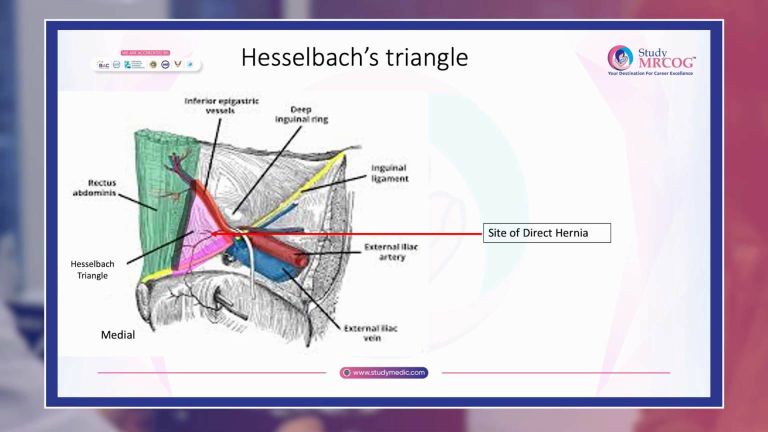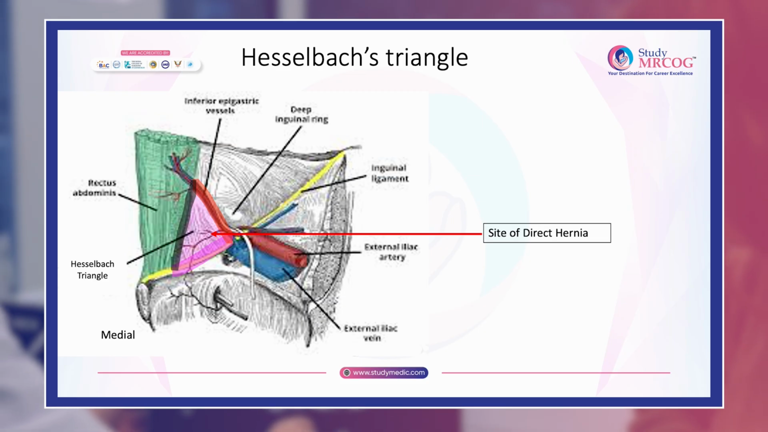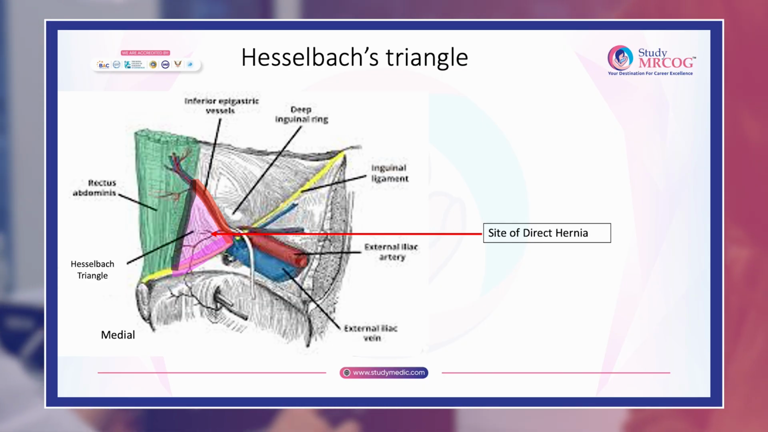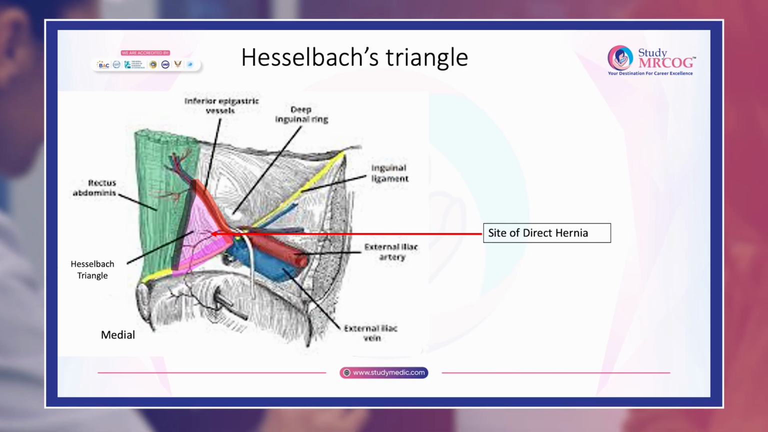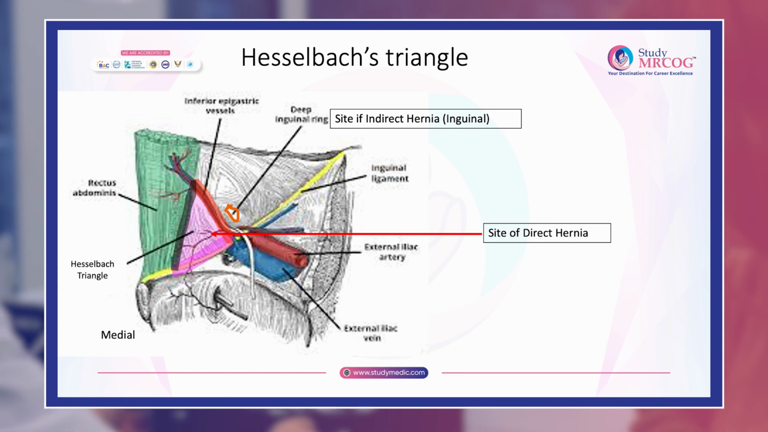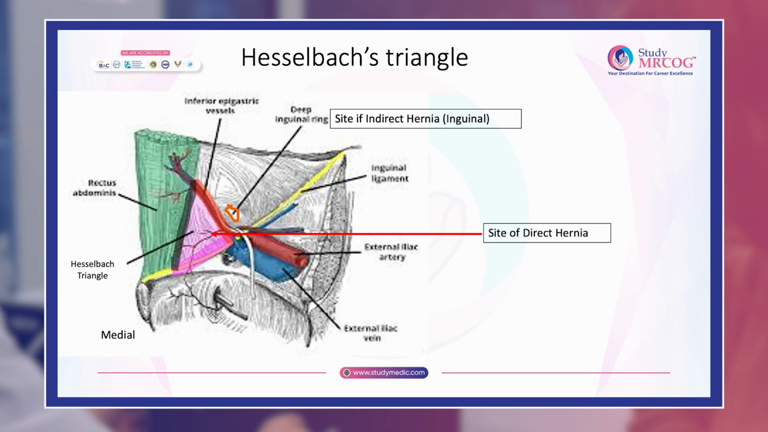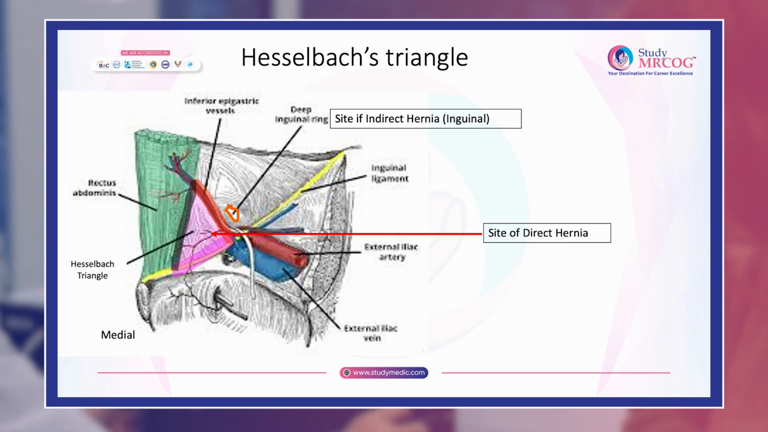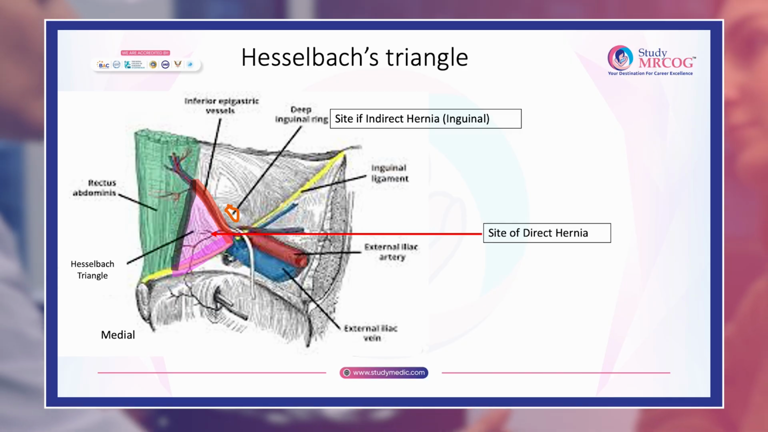Now, the direct hernias, which are more commonly seen in older individuals, lie medial to these inferior epigastric vessels, and these will protrude through Hesselbach's triangle. Like we said, it is more common in older individuals. The indirect inguinal hernia will lie lateral to the inferior epigastric vessels, and they enter the canal through the deep inguinal ring. These are usually present in younger patients, and they may be congenital due to a patent processus vaginalis, and these will then extend into the scrotum or the labia.